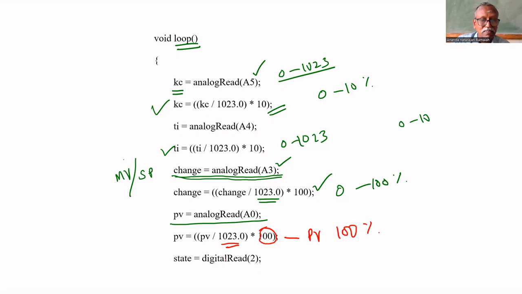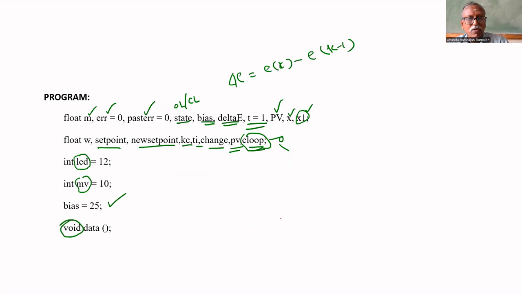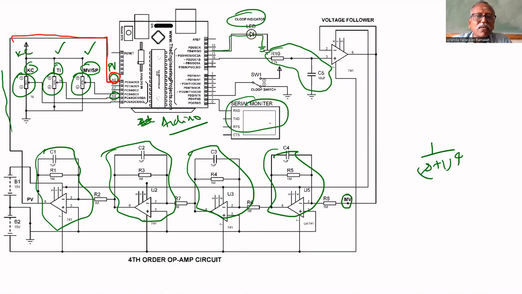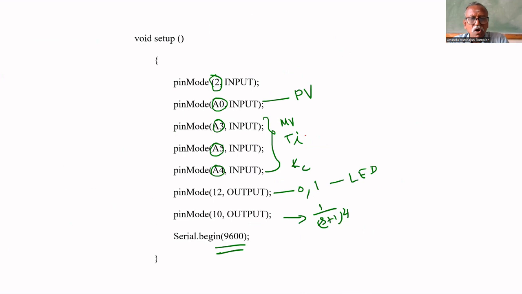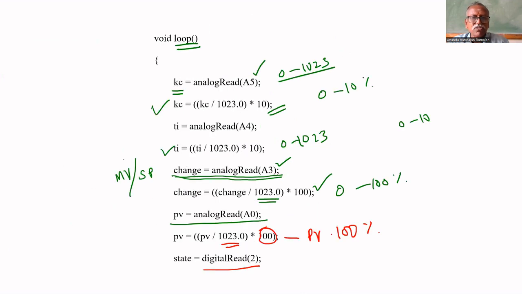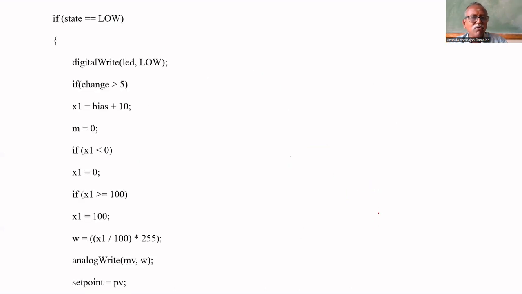Digital read 2. Here, whether it is closed loop or open loop, we have to tell. That's why the switch is connected to pin number 2. We have to check whether it is at ground or +5. Now all inputs are read. State means whether it is open loop or closed loop: 0 means open loop, 1 means closed loop.